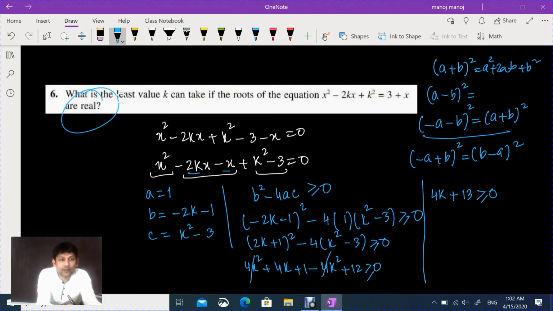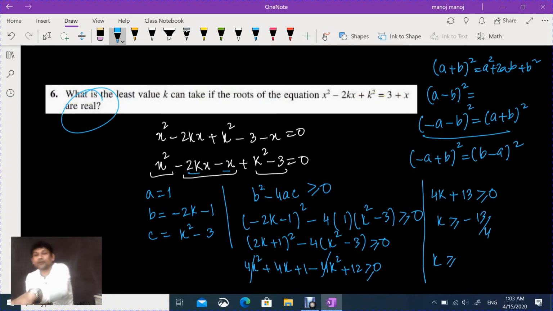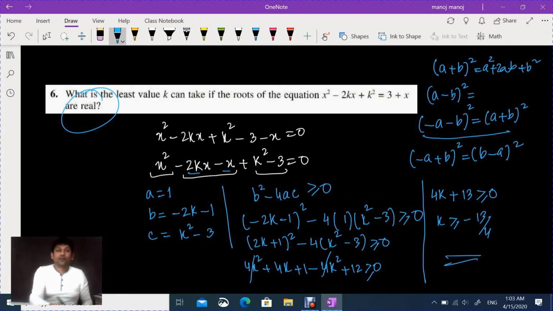The question is given: find the least value of k. So what is this least value? k is greater than or equal to minus 13 upon 4, and that's your answer. When you want to write in decimal, you can write in decimal. When it is the least integer, then we have to think about it. Otherwise that's okay, you can write the answer like this. But when they ask for the least integer value, then we have to think, because integer means not a decimal, we have to write the nearest whole number.